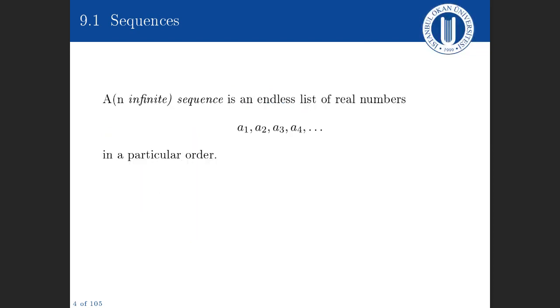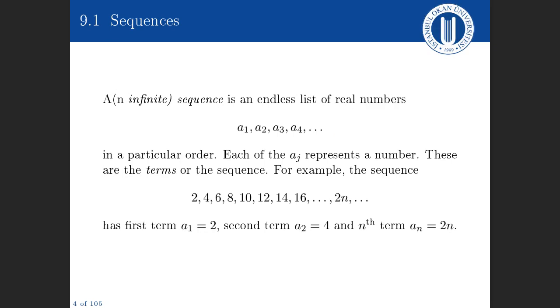What is a sequence? A sequence, or to be more precise, an infinite sequence, is an endless list of real numbers. The first number is A1, the second number is A2, A3, A4, and so on. The ... on the end here means that this list goes on forever. And there's no end to this list. And this list is in a particular order. Each one of these AJs represents a real number. These are the terms of the sequence.